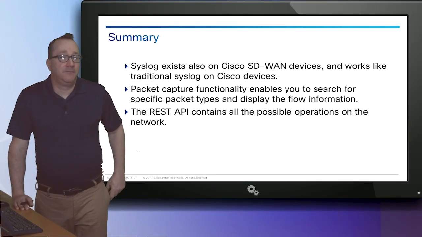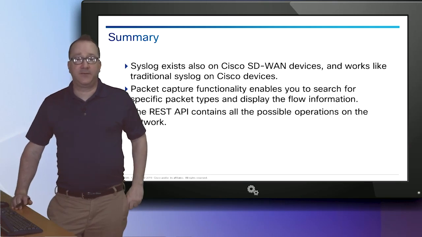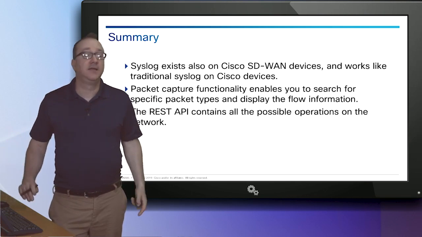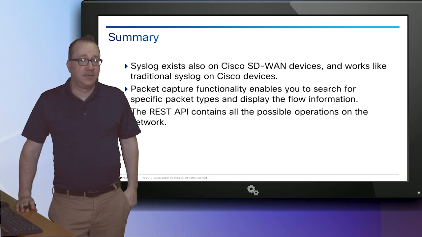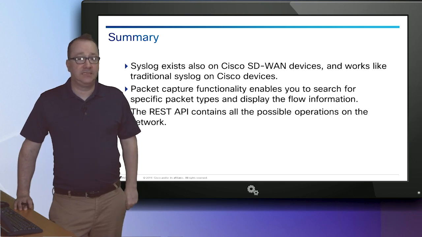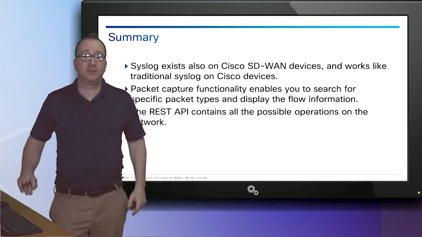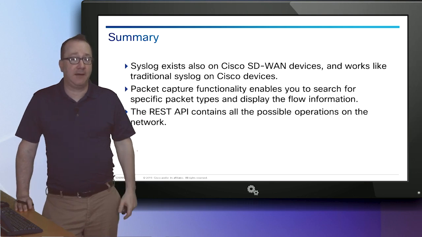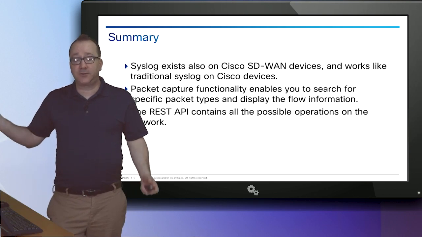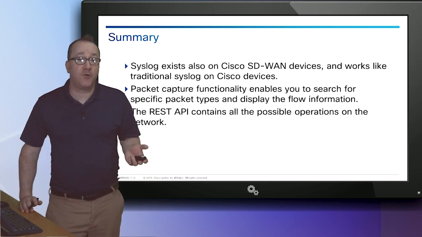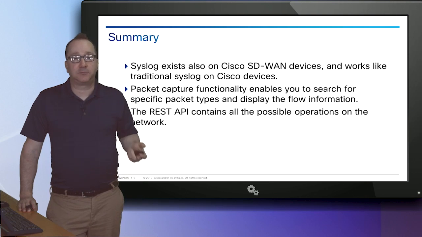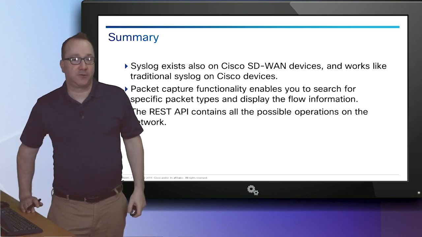So, in summary, syslog does exist on the SD-WAN device and works just like any other traditional syslog server. If you have a centralized syslog environment, you can still send syslog messages to that environment. And we have full packet capture capability because we're running on a Linux system, so we have the full operational tcpdump. With all of its command modifiers, you can specify what type of traffic you want to capture. And the REST API contains all those possible operations on the network. So we can use another external controller or program your own NETCONF and YANG systems to program the SD-WAN during possible outages to, let's say, move traffic to another circuit automatically.